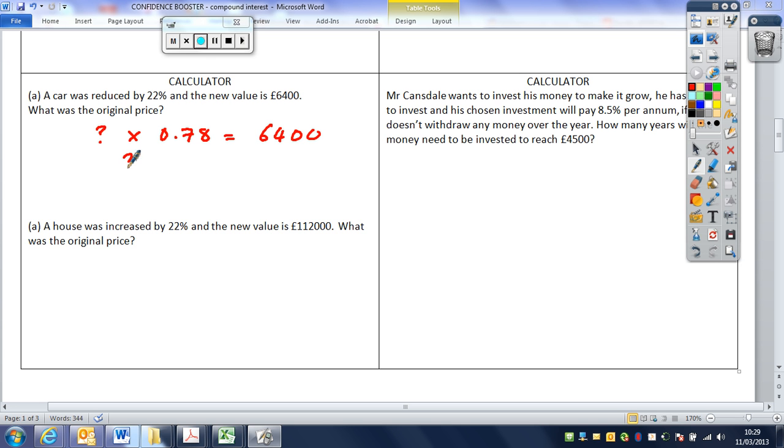Now, this thing I don't know times by something equals that. So if I get rid of this multiplier and balance the equation to the other side, what's the opposite of doing a multiplication? Divide. So 6,400 divided by 0.78 will give us the original value. What's the original value? Can you say again, please?